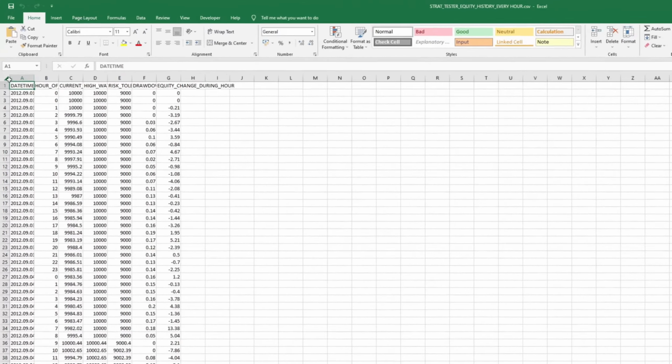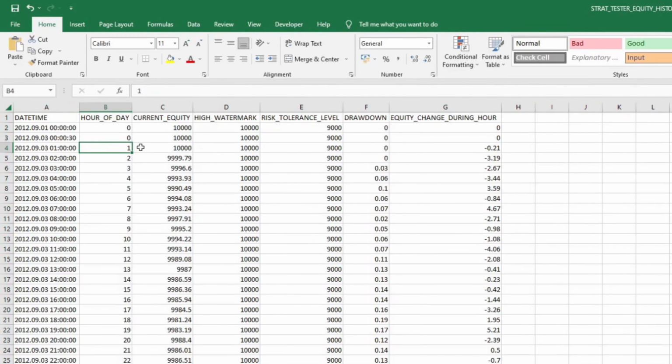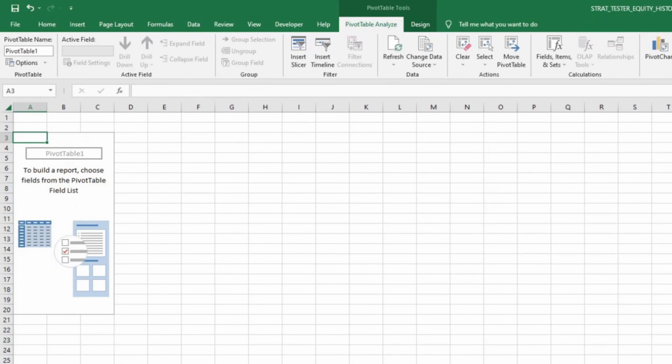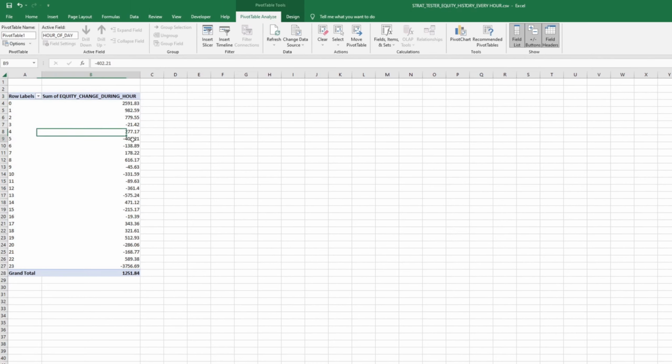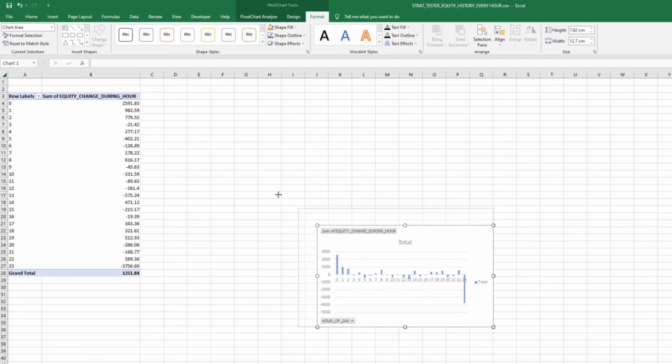And I'm not going to explain this in any detail because I did that in the previous episode, but I'm going to run exactly the same analysis now using a pivot chart, and I'm going to look at how the equity changed for each hour of the day on average. You can see that a lot more clearly on a pivot chart.